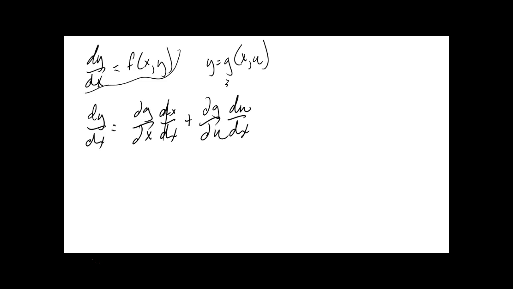Now, dx/dx is 1. So writing this in another notation, I don't know why they're changing, g sub x, that's the partial of g with respect to x, plus the partial of g with respect to u, du/dx.